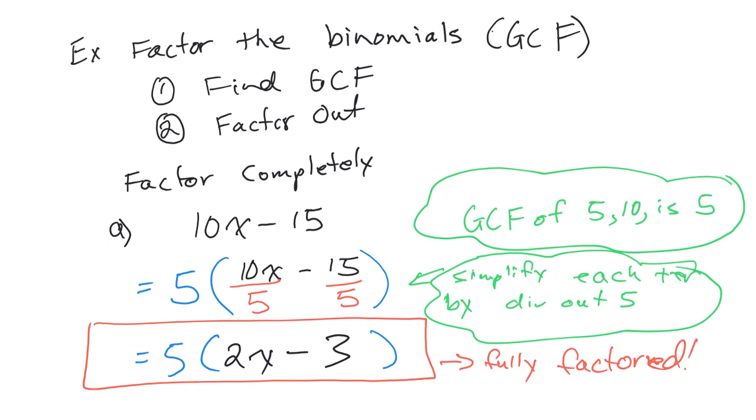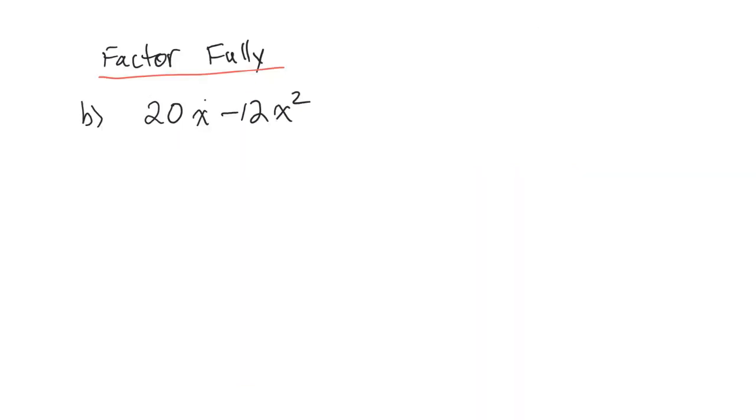So pause a moment, make sense of it. If you have to, revisit this, because I'm about to do the next one, which is factor completely, but we're going to do another problem. So now imagine I give you this problem, 20x minus 12x squared.